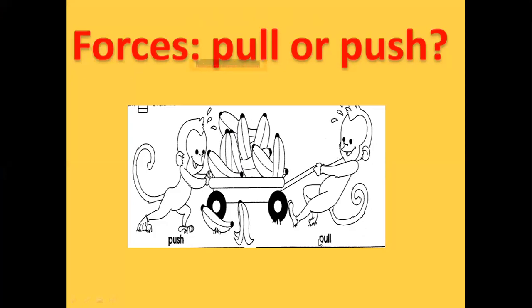So this monkey is pulling the cart. What is he doing? He is pulling. He is applying the pull force. When we want to move things towards us, we apply pull force. When we want to move things away from us, we apply push force. So the cart is heavy, so there are two monkeys. One of them is applying push force and one of them is applying pull force. Understood?